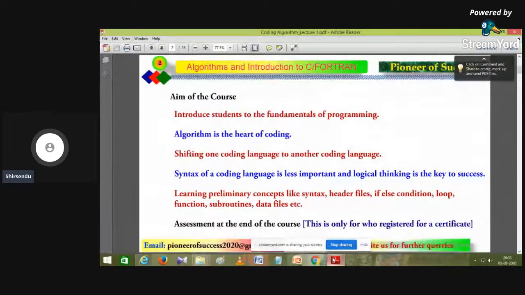So I have noted down the aims of this particular course. In this course, we have accommodated people from different backgrounds, and hence the main aim of the course is to introduce to students the fundamentals of programming language. Then we'll come to algorithms, and any algorithm is the heart of coding. Then we'll shift from one language to another language. That means if you have knowledge of a particular language, then shifting to another language is very easy. That is why we have taken two languages, C programming and Fortran. So if you know a particular language like C, how can you translate it into Fortran code just by knowing the syntax and all that, we will be covering in this particular course.